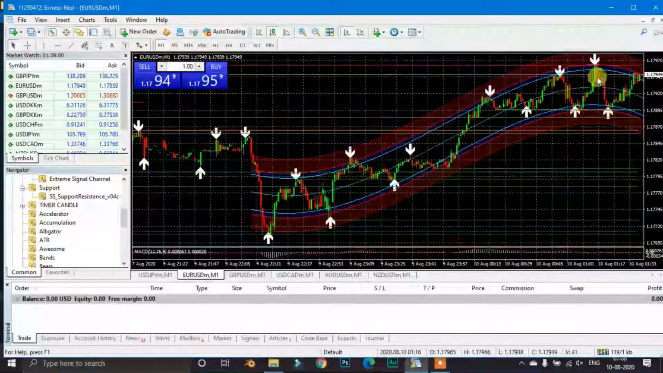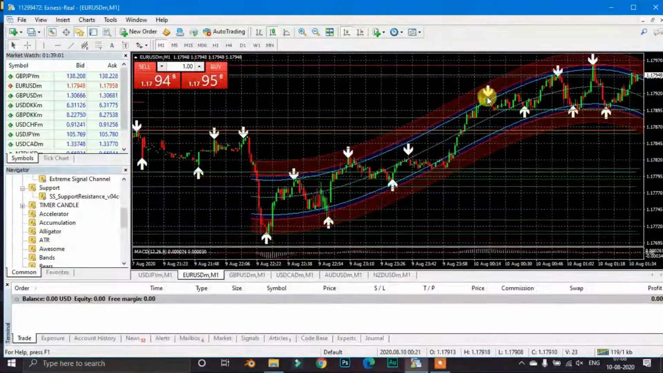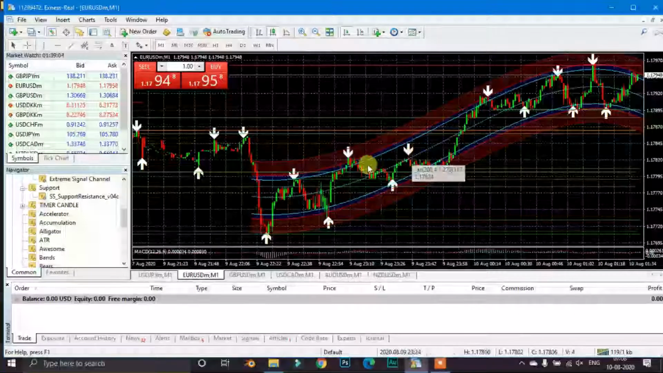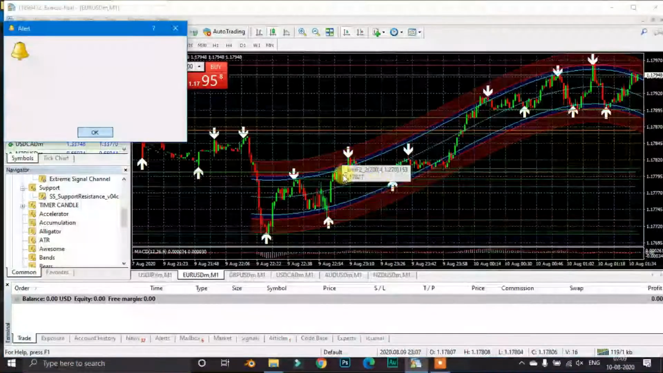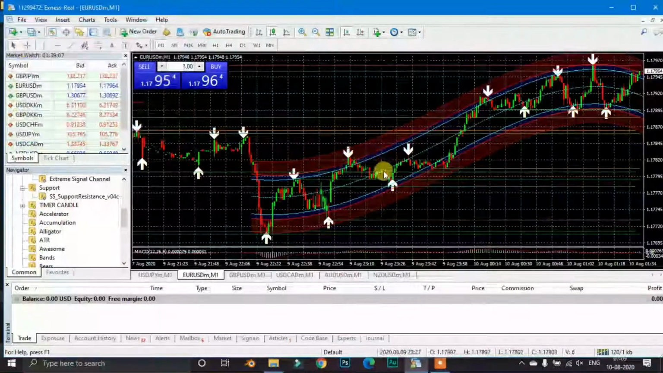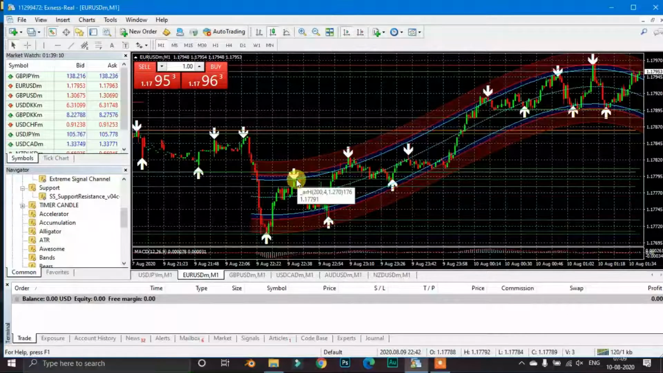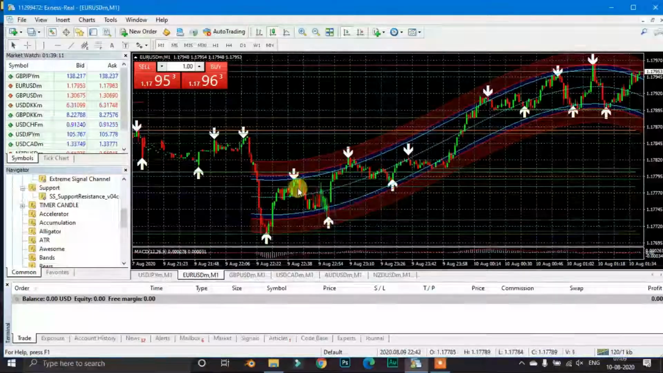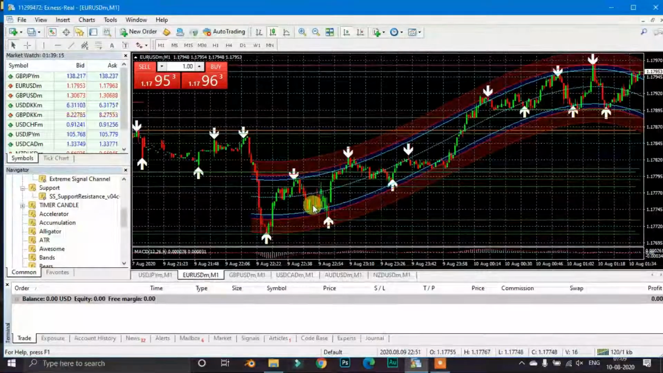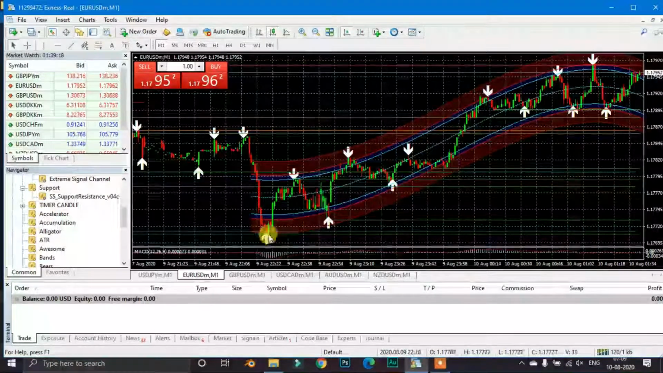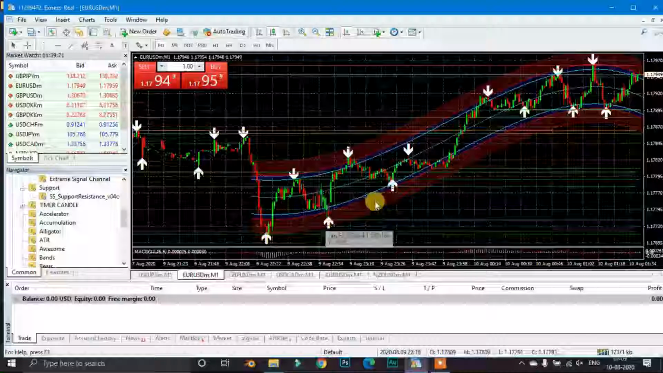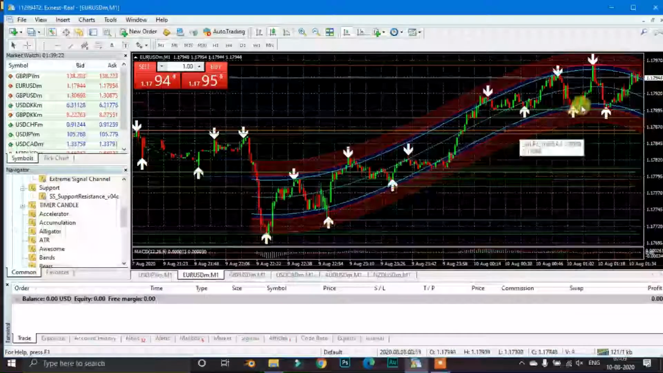Here you may see a down signal, but you shouldn't take this signal on down. Maybe you may win if you take down, but there is still always some risky situation. So when it is going up, you have to take only the uptrend.